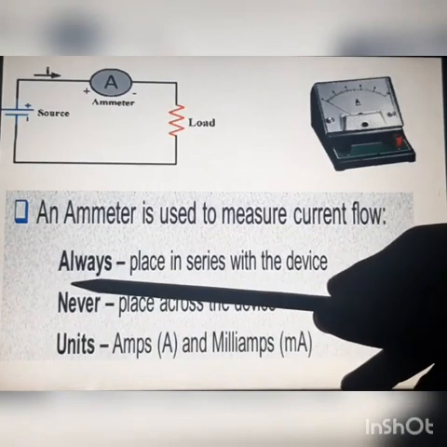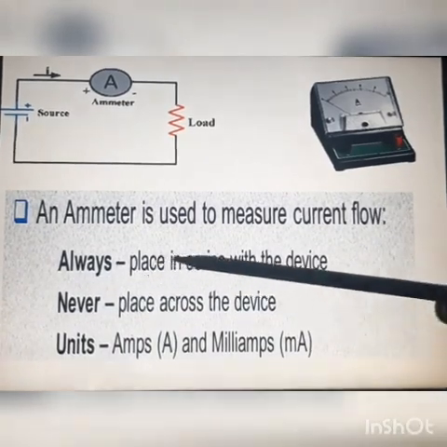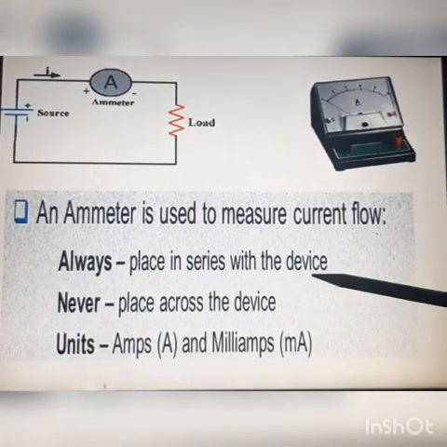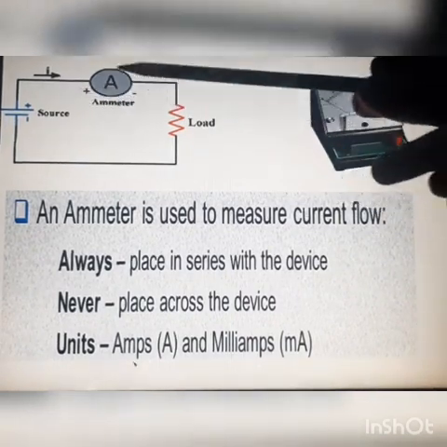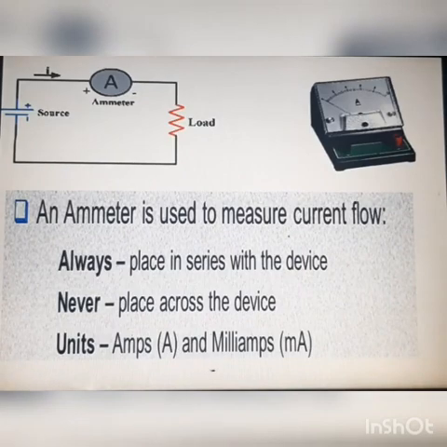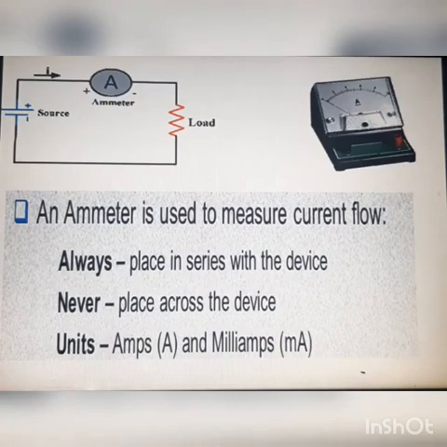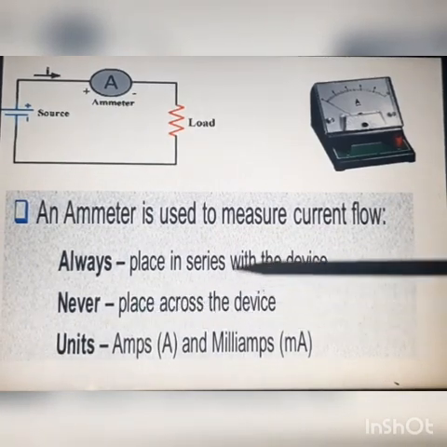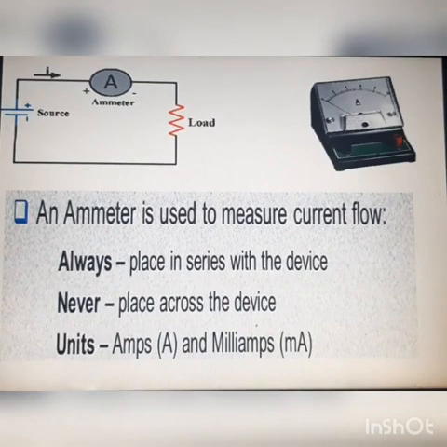You see, here it is written: always place in series with the device. That means an ammeter always has to be placed in series in a circuit. We will definitely learn about series and parallel circuits along the discussion. And never place it across the device, which means that an ammeter should not be placed in a parallel circuit.